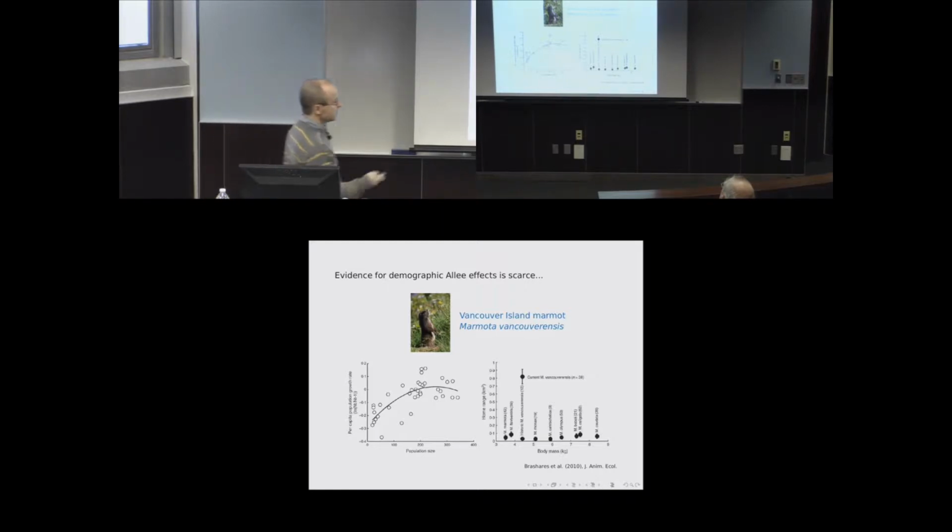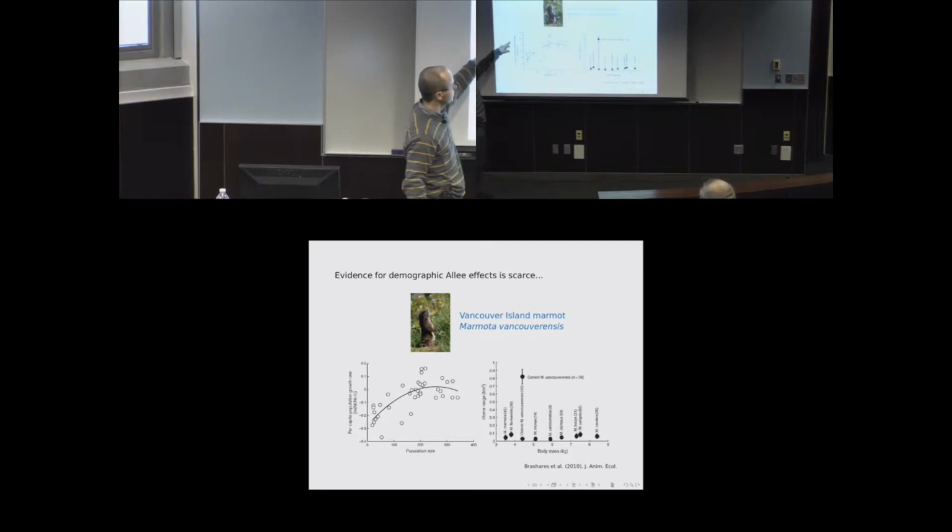But Brashares et al. were lucky to find this demographic Allee effect in Vancouver Island marmots. We see here the population size and per capita population growth rate, which is decreasing when the population size goes down, and even crossing zero at some point. So we have an example of a strong demographic Allee effect.